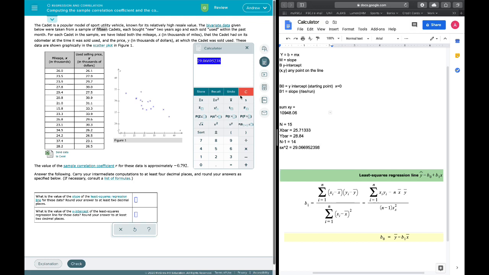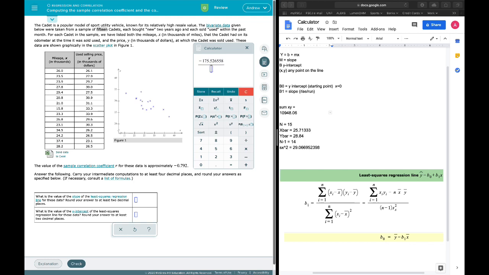All right. Now we have all the numbers that we need from this formula. So let's go do this formula. The first thing we do is the sum of x times y, which was 1948.06, minus our n, which is 15, times x bar, 25.71333, times our y bar, which was 28.84. I'm going to press enter because that's my numerator. So there's my numerator number.